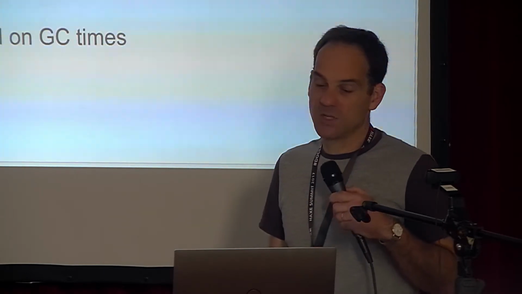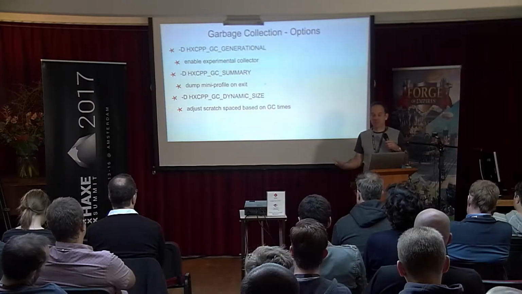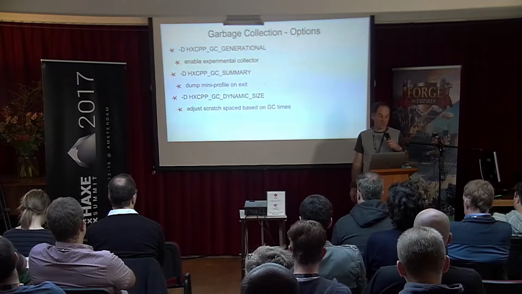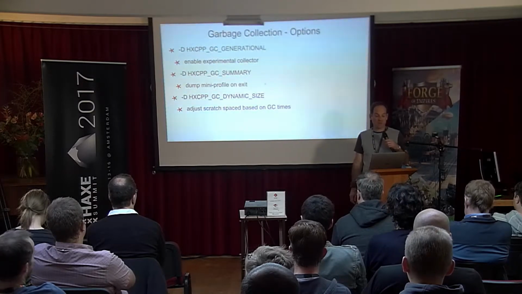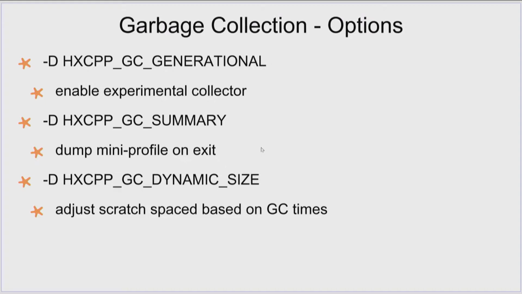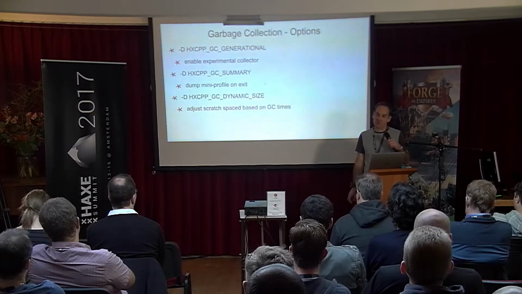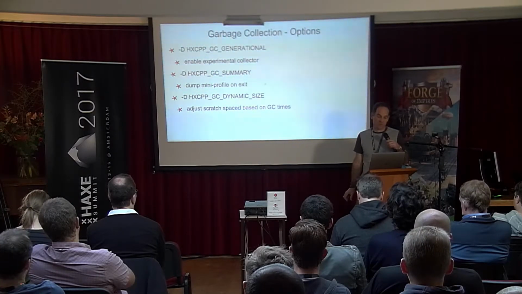So if you want to try some of these options, there's the define GC generational, which actually enables it for the whole app. This GC summary is pretty good. You might want to put that on in your CPP non-release apps just by default. What it does is when the program terminates, it just prints a little report saying the percentage of the time spent doing garbage collection. And if it's much more than 10%, then maybe have a think about why that is.